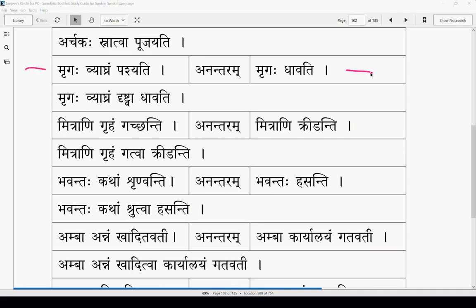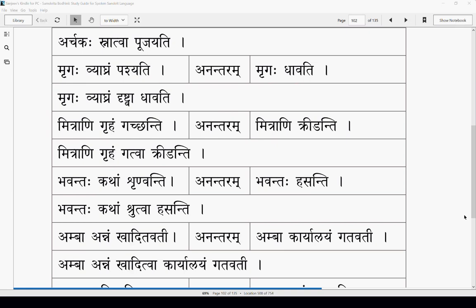Note that in the first case here there are two sentences. In both the sentences the same kartru padam is there, or the subject is the same. The one which is doing the action is the same. Mrugaha is looking and mrugaha is running. In both the cases mruga is doing the work. So in that case we are combining the sentence with the tva here. Mrugaha vyaghram drishtva dhavati. Mitrani graham gacchanti anantaram mitrani kridanti. Mitrani graham gatva kridanti. So they go and then they play.